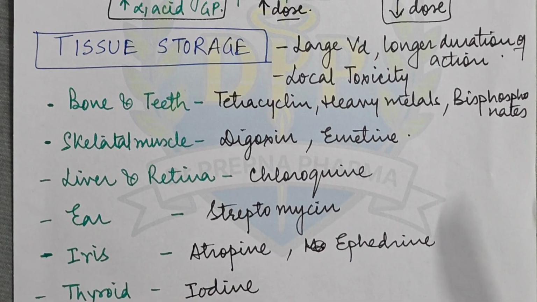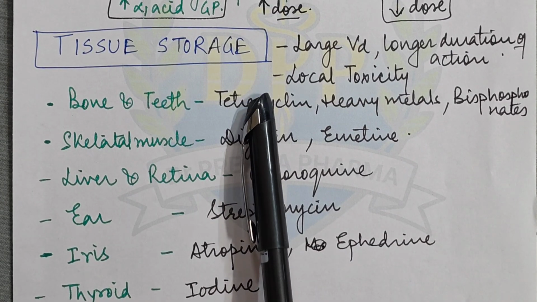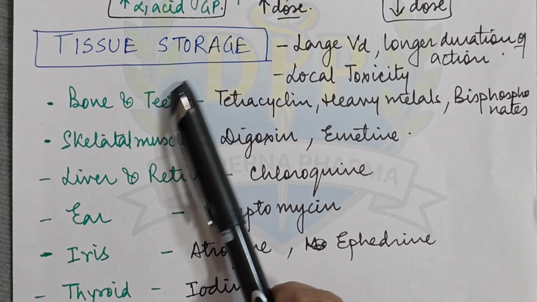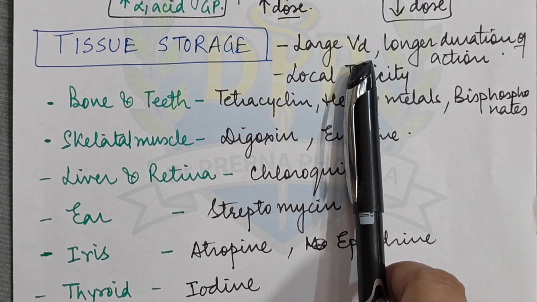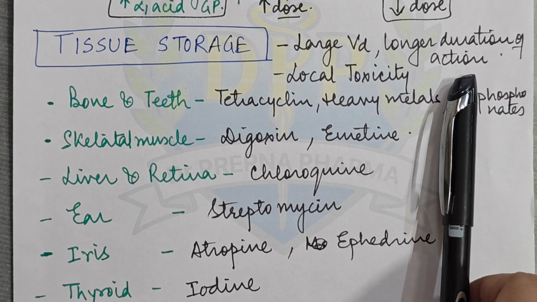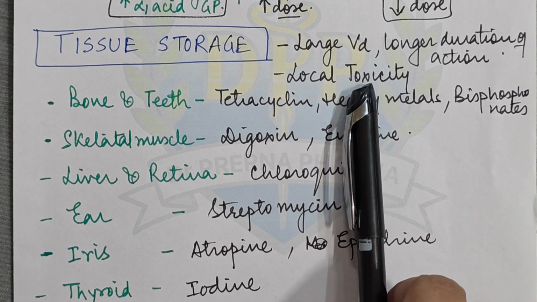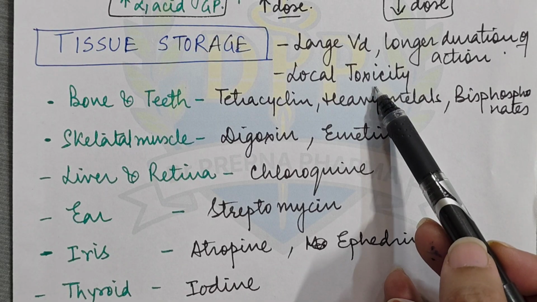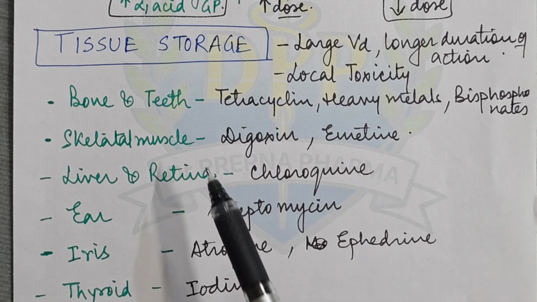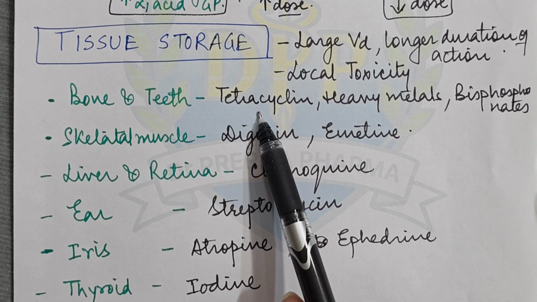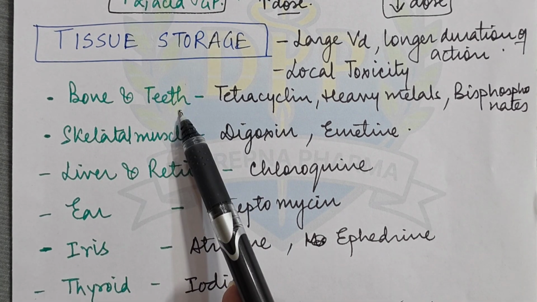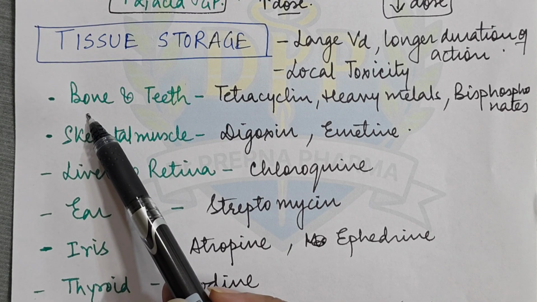Then, along with that, we also study tissue storage. It is seen that drugs having a large volume of distribution, and drugs which usually get sequestered in the tissues, have a longer duration of action, and they also have local toxicity because they are getting attached to the tissue, and that attachment to the tissue will result in toxicity. So what are those drugs? Tetracyclines have a tendency, or an affinity, for bone and teeth, and they can result in damage to the dentition and damage to the bones, right?